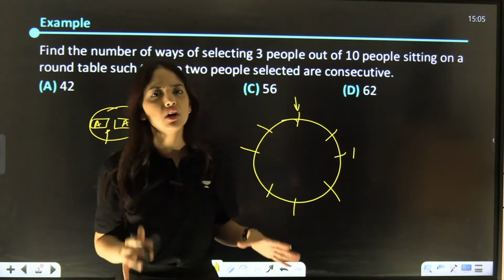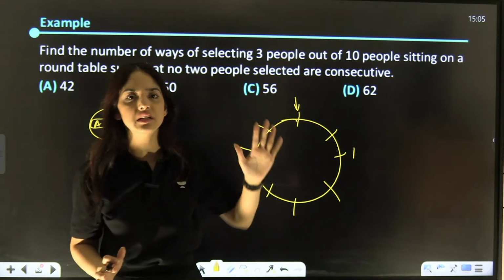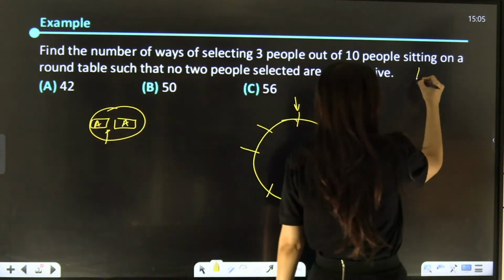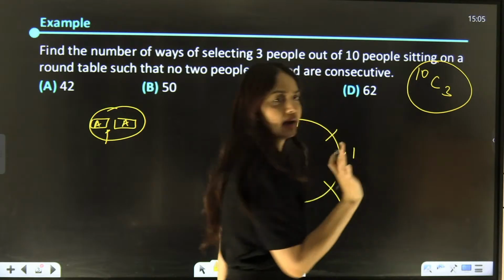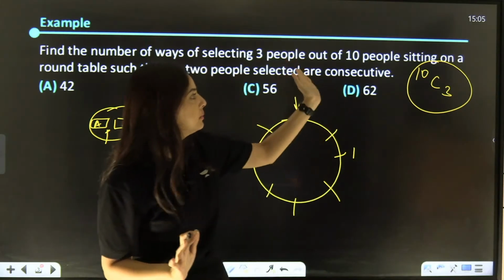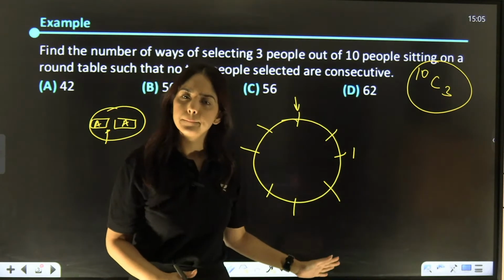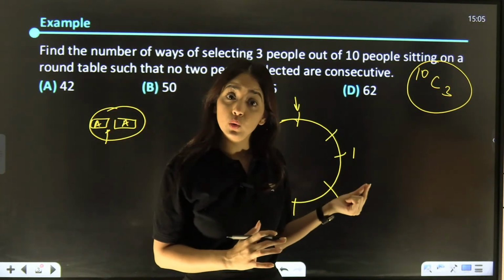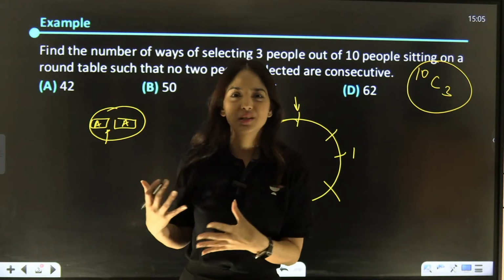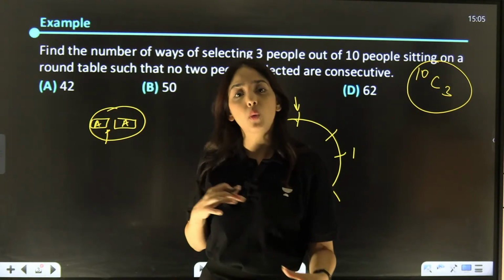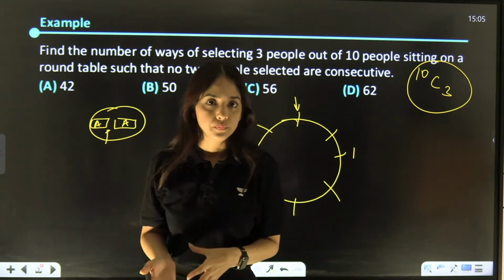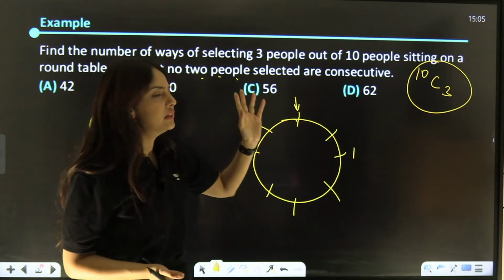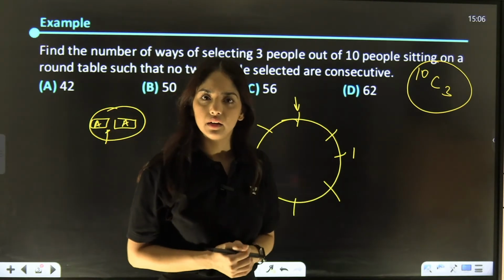What are the total number of ways of selecting 3 people out of 10 people sitting around a round table? Without any condition, we know the answer is 10C3, right? 10C3 ways of selecting 3 people out of 10 given people. Now, how do we find the cases that we do not want to include? We want to exclude. So that is where inclusion, exclusion is coming from. What do you want to include? What do you want to exclude? So here I want to exclude the cases where any 2 adjacent people are selected.